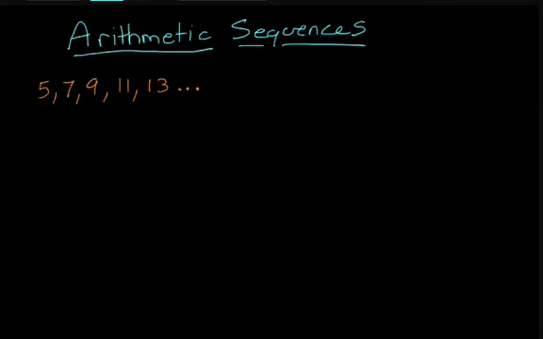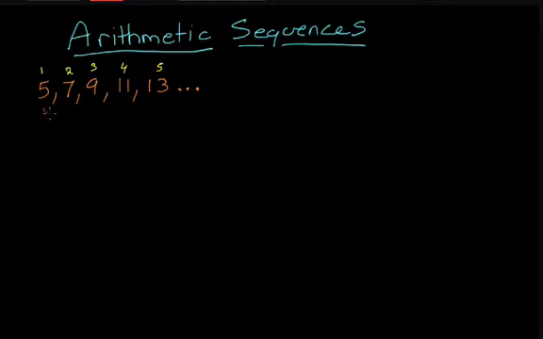5 would be our first term, so we can think of this as each term has a number or a placement in the sequence. 5 is the first term, 7 is the second, 9 is the third, and so on, fourth and fifth, and there are potentially an unlimited or infinite number of terms in this sequence. And you may notice a little pattern here.